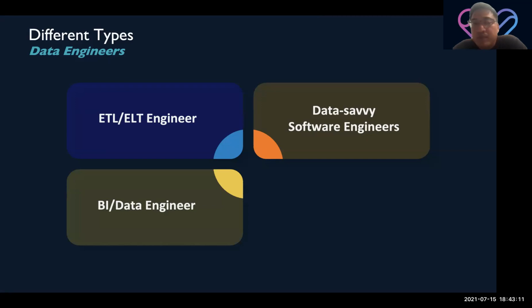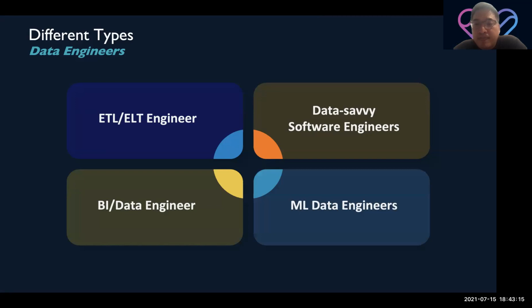There are, of course, the BI developers, and sometimes they work as data engineers as well. And I found that in some other startups, ML engineers and data engineers sometimes have a big overlap in terms of the responsibilities. They both use maybe Apache Airflow to automate ML pipelines and work on the data quality check. So yeah, but I think the title doesn't really matter.